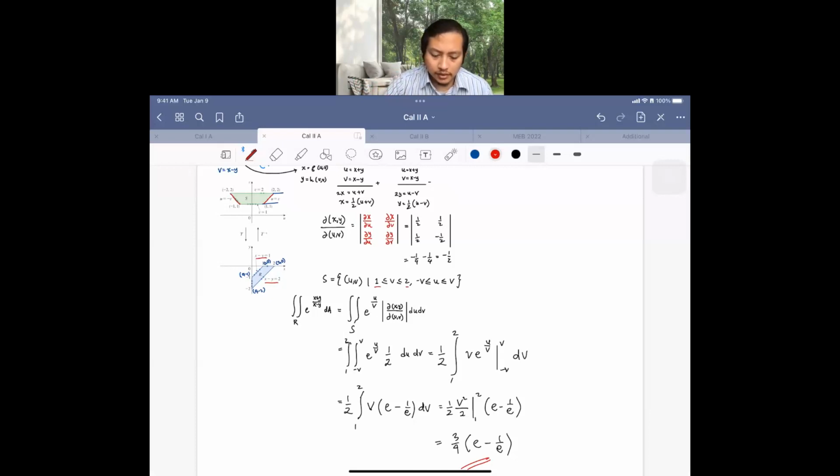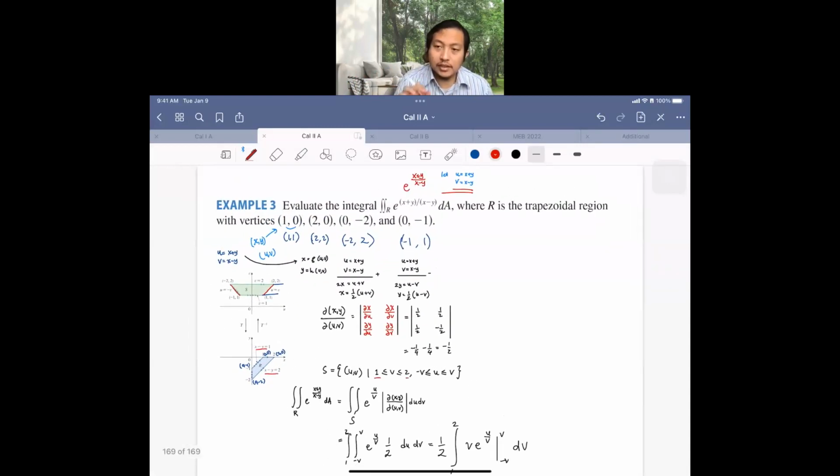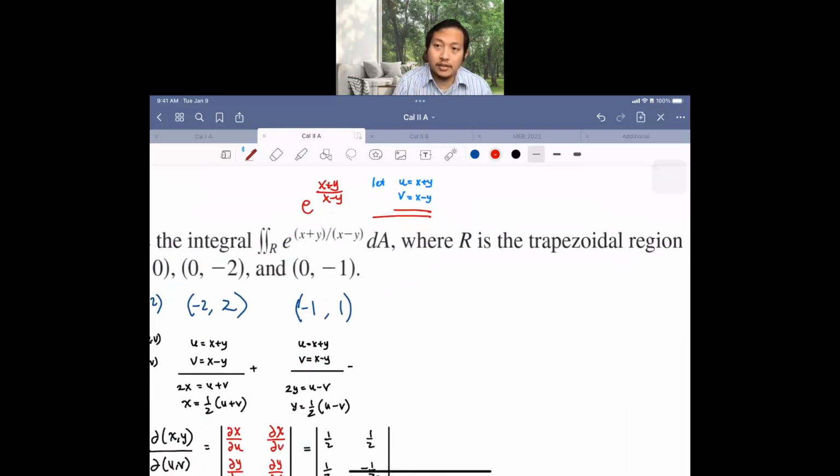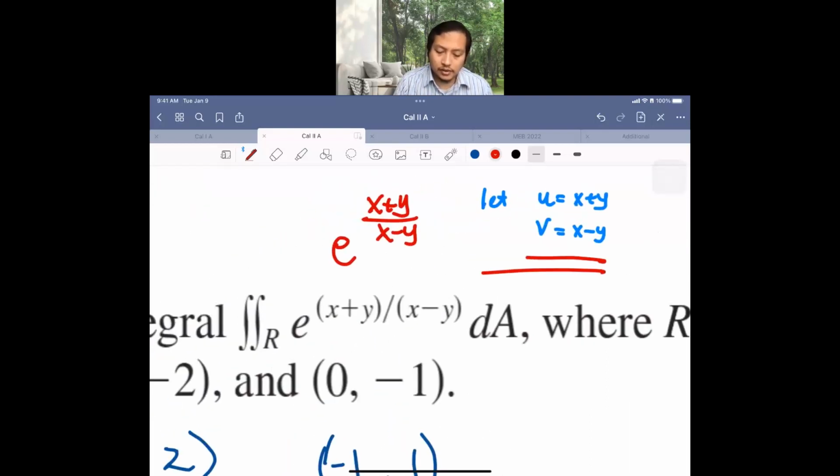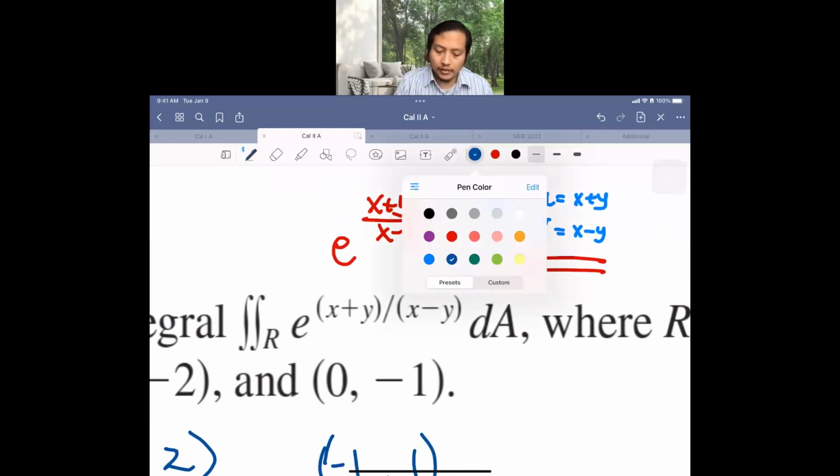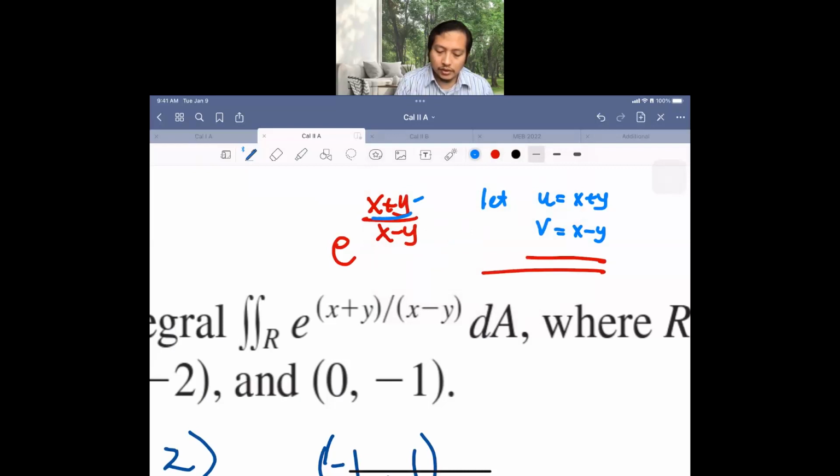Sometimes in a change of variables, the trick for the double integration is to set up which one is u and which one is v. Like this equation here, it's easy to observe that we can take this as variable u and this as variable v. It's easy to see, but sometimes it's not really that easy to set up the change of variables.